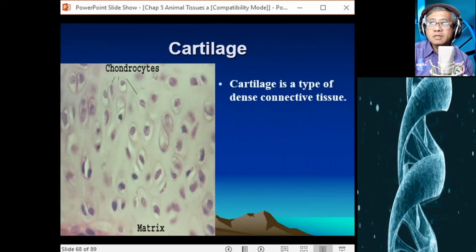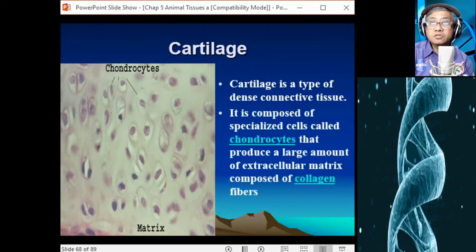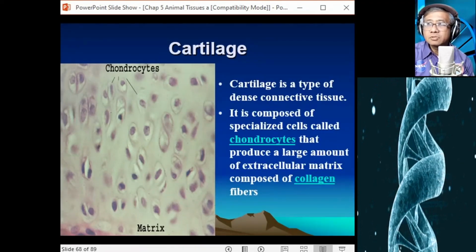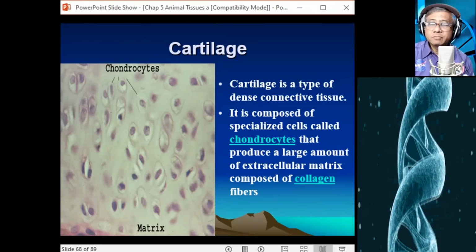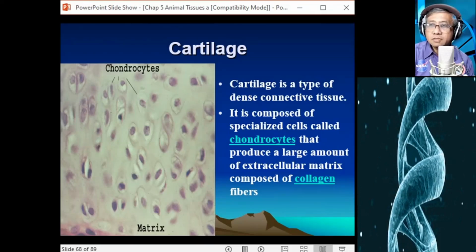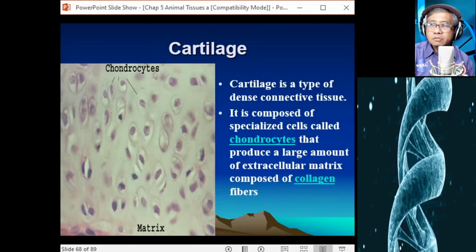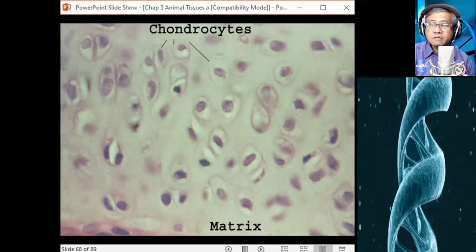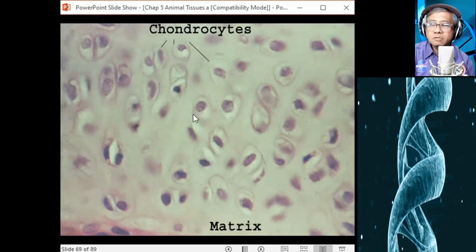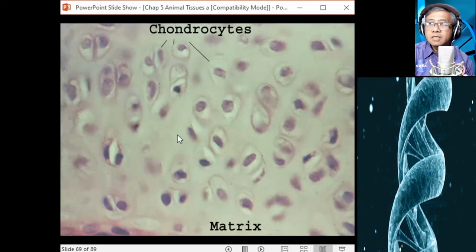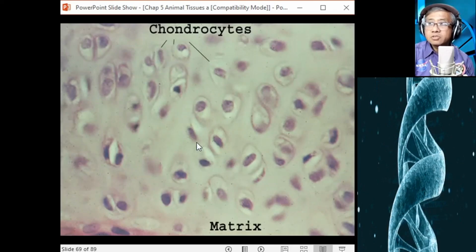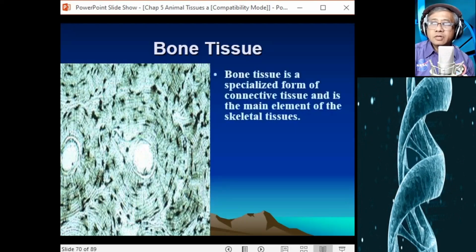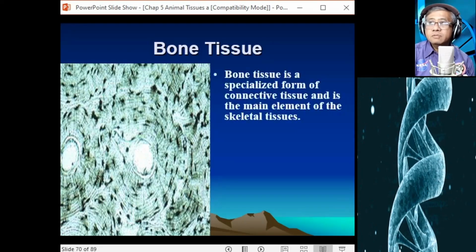Cartilage is a type of supportive connective tissue, not really dense, but supportive connective tissue. And it is composed of specialized cells called chondrocytes that produce a large amount of extracellular matrix composed of collagen fibers. So ito yung mga cells niya or chondrocytes embedded in the extracellular matrix made up of collagen. And we have bone tissue also under supportive connective tissue.